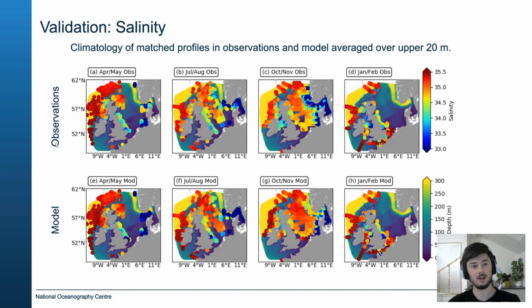Salinity now, same again, climatology plots of the profiles averaged in the top 20 meters for the observations and the model in the lower panels. So again, it's actually doing a really good job of simulating the salinity, especially considering here we don't have salinity assimilation. So this is just based on boundaries and river fluxes, and it's showing good spatial patterns. I think the model is slightly saltier in the North Sea, but it's quite subtle. I'm pretty happy with that.